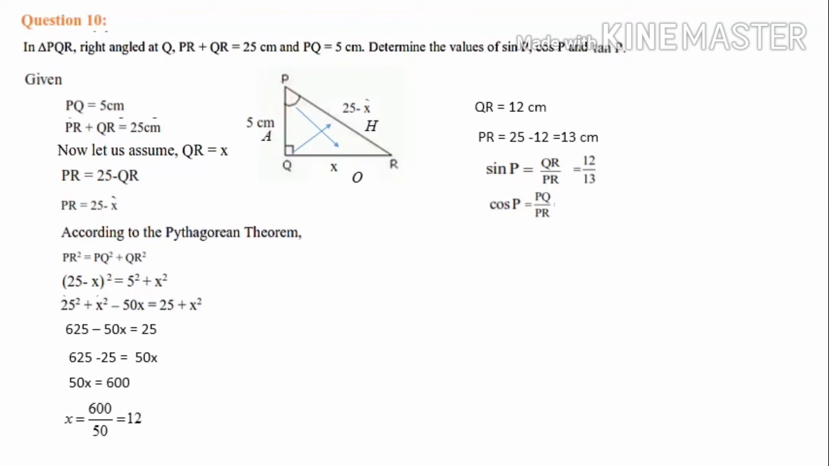Then cos P is equal to A divided by H. A is PQ and H is PR. So PQ we have 5 and PR we have 13. So the answer is 5 by 13. Next is tan P. Tan P is equal to O divided by A. O is QR and A is PQ. So QR by PQ, that is equal to 12 divided by 5. That is the answer.